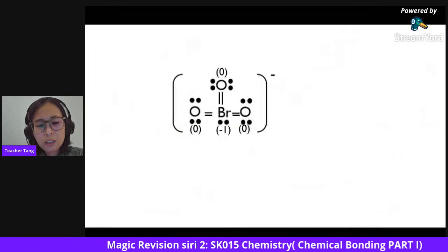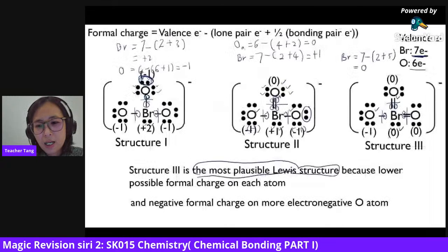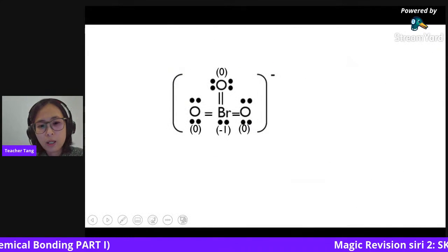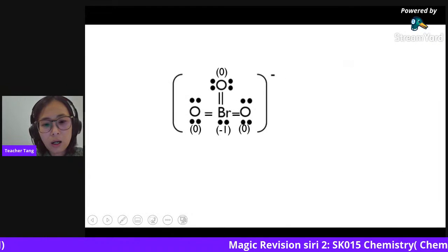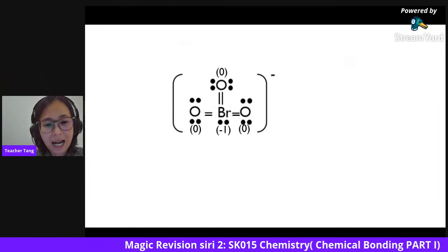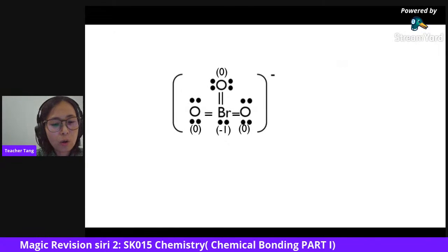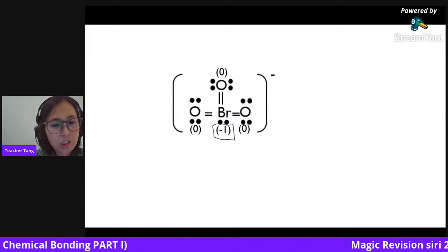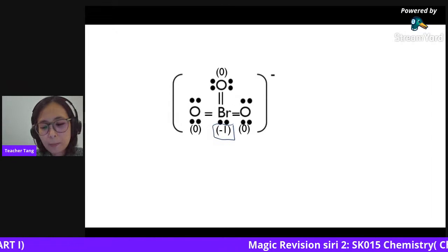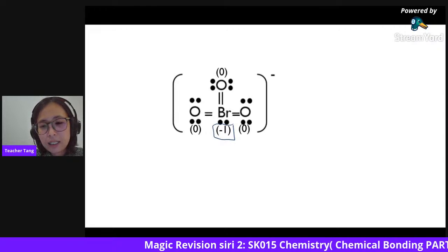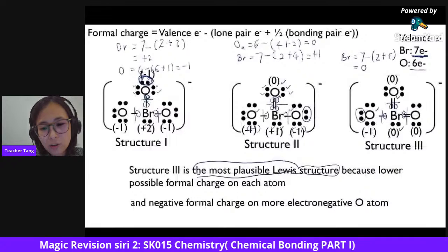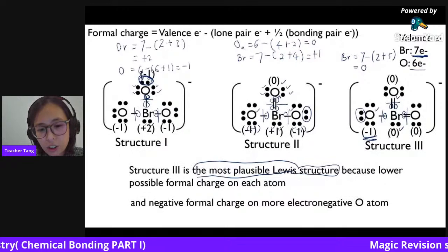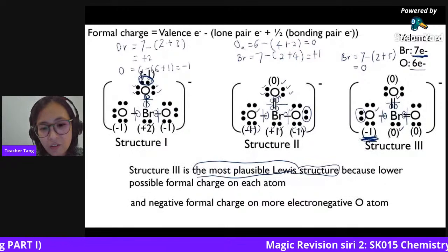Students tend to draw this structure by using the lone pairs on the terminal oxygen atoms to form double bonds. But this is definitely not the most plausible Lewis structure of the bromate ion, because by drawing 3 double bonds, you get a negative 1 formal charge on the bromine atom. Remember the third priority: we must have the negative formal charge on the more electronegative atom. Here the more electronegative atom is oxygen, so it is preferable to have the negative formal charge on oxygen instead of bromine.